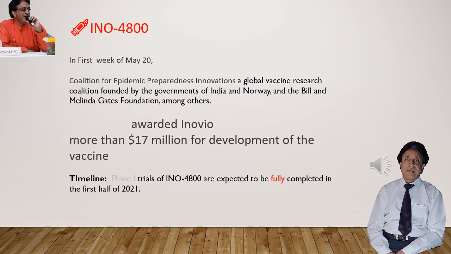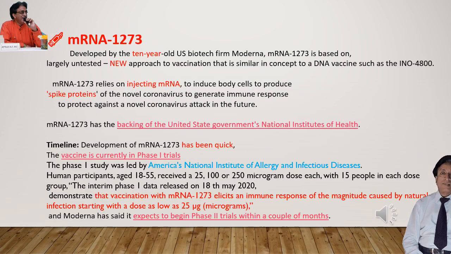This vaccine is being backed by the Coalition for Epidemic Preparedness Innovations, a global vaccine research coalition founded by the Government of India and Government of Norway, and of course being backed by the Bill and Melinda Gates Foundation. And this coalition has awarded Inovio about 100 crores of rupees, that is $17 million, for the development of this vaccine. And the results of the trials are expected to be fully completed in the first half of 2021.